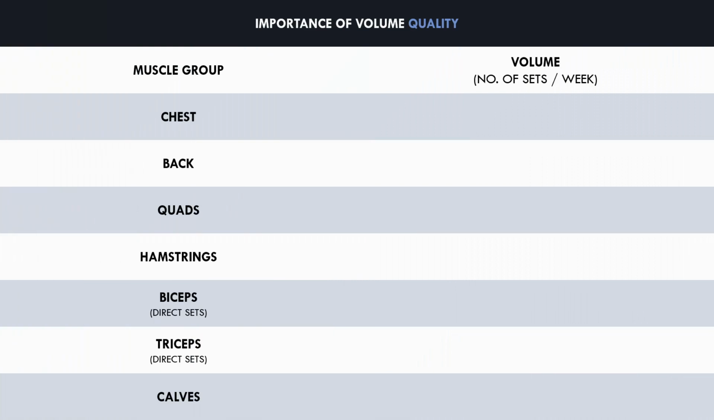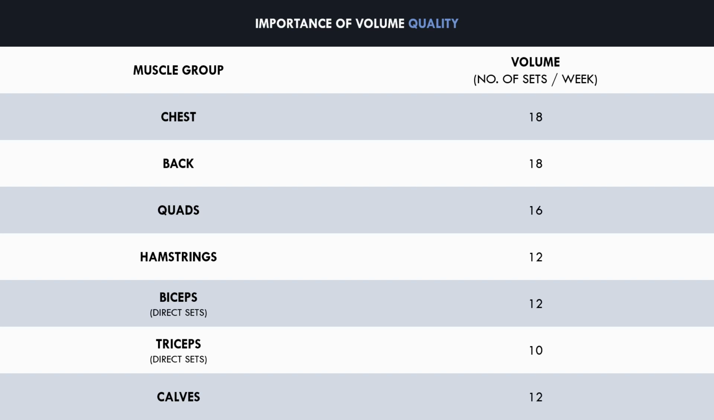Let's take two trainees who theoretically have the same systemic recovery capacity. Let's say both trainees perform the following volumes for each muscle group: 18 sets for the chest, 18 sets for the back, 16 sets for the quads, 12 sets for the hamstrings, 12 sets for the biceps, 10 sets for the triceps, and 12 sets for the calves. Let's say this is the highest volume that both these trainees can recover and adapt to.